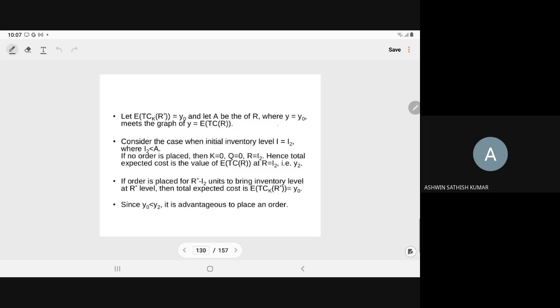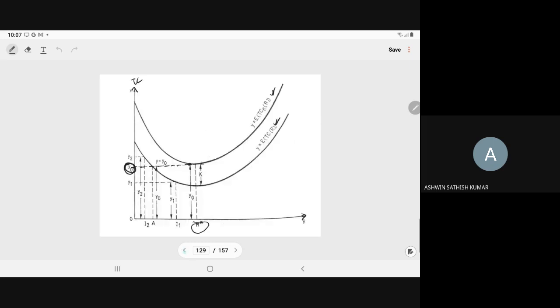Let A be the point where y equals y naught meets the graph of the ETC. So here what we are saying is that this point is A, where ETC at A is equal to the ETC at R star, and both are equal to y naught. Clear?